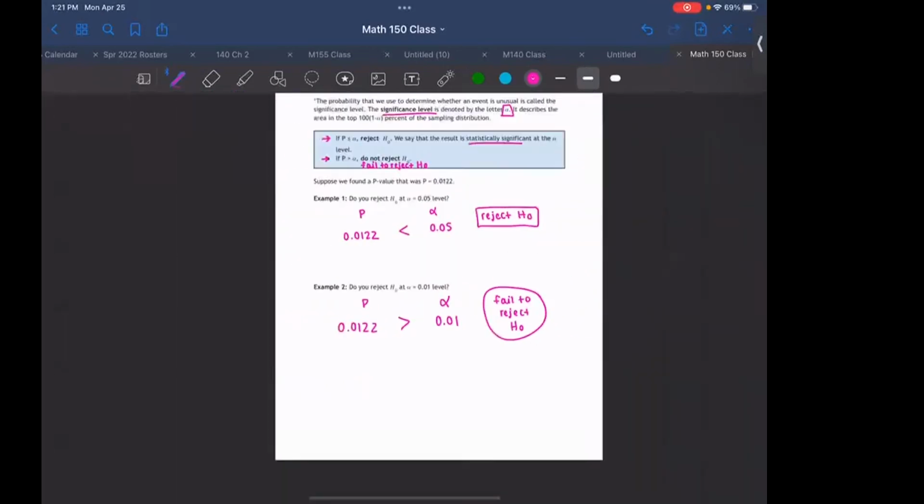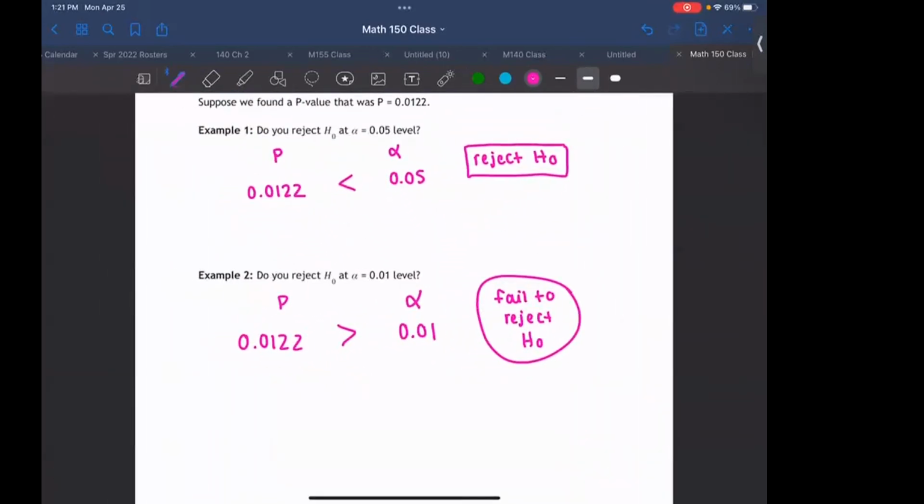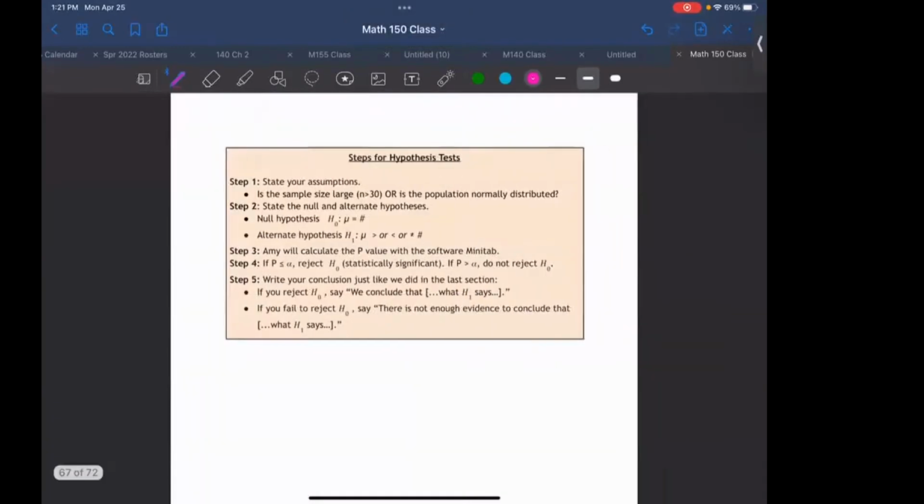Okay. So p can be really, really small. It can even look really small, but depending on the question, we can either reject or fail to reject the null hypothesis. Okay, not too bad, right? Awesome. Let's put everything together now.